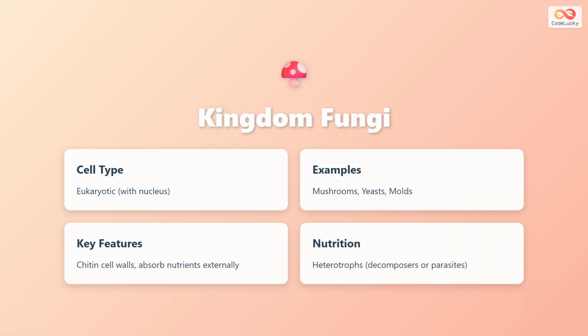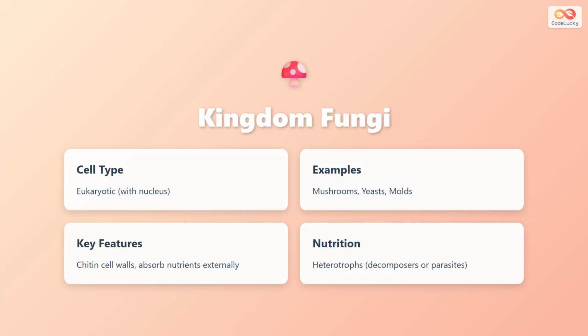Kingdom fungi includes some organisms you might recognize from your daily life. Fungi are eukaryotic, meaning they have cells with a nucleus. What makes fungi unique is their cell walls, which are made of chitin, the same material found in insect exoskeletons. Examples of fungi include mushrooms that you might see growing in forests, yeasts used in baking bread and brewing beer, and molds that can grow on old food.